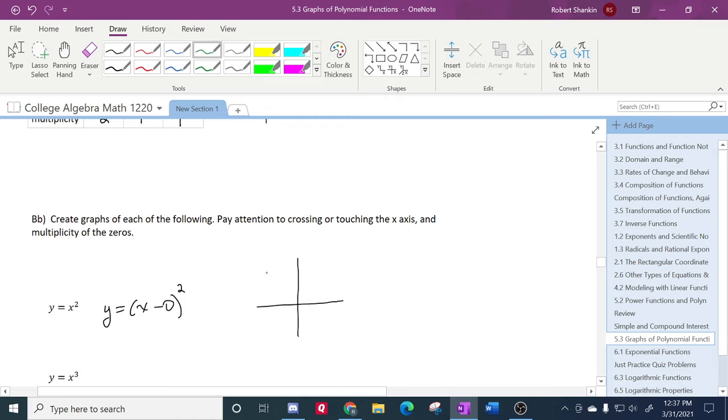the x-intercept occurs at 0. But notice we are touching, not crossing. Now, the reason why we don't cross is because this is an even exponent. Let me show you why. The even-powered exponent causes this not to change to below the x-axis. We stay above the x-axis.